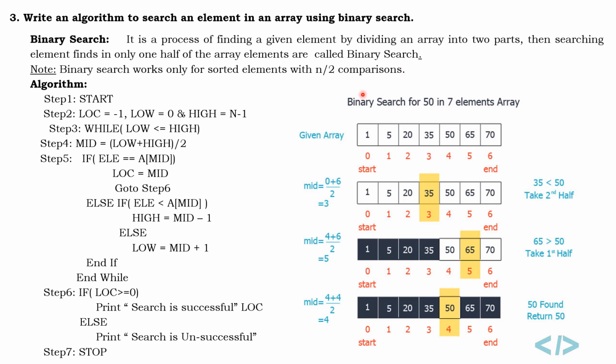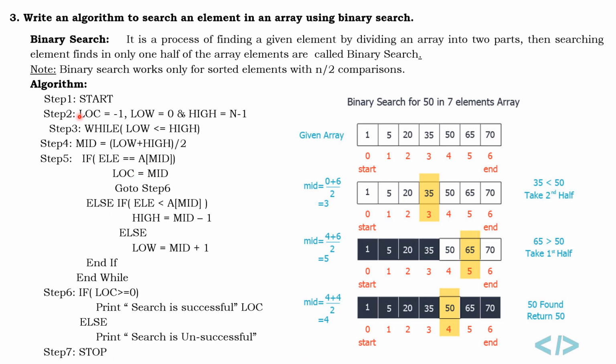Okay. Here, linear search works for both sorted and unsorted elements. Linear search will work for both the sorted and unsorted elements with n comparisons. Binary search will work only for sorted elements with n by 2 comparisons.